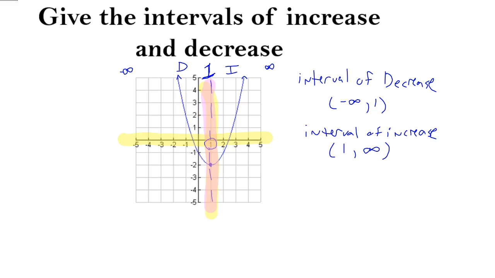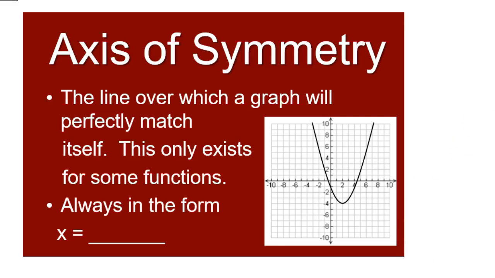Let's move on to some new stuff. Today we want to add a few characteristics. One of those is called an axis of symmetry. The axis of symmetry is not something that you will see on the graph. You can add it with a dashed line, but it is an invisible line that essentially cuts this type of function in half. It is the line over which the graph would perfectly match if you were to fold it.